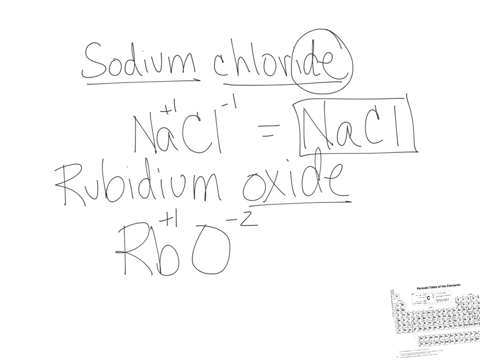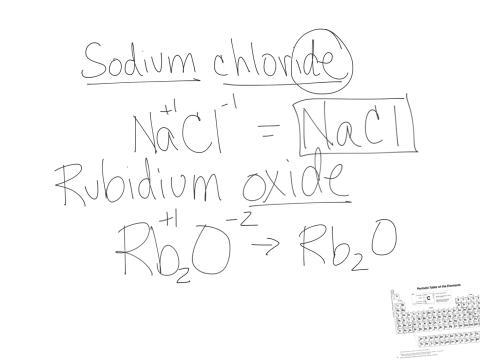Those oxidation numbers do not cancel out. Essentially what they're saying to us is rubidium has 1 electron it would like to give up so that it will end up having a +1 charge. Oxygen would like 2 electrons. So in order to make both these elements happy, we would need to have 2 rubidiums to balance that out. So the actual formula would be Rb2O.